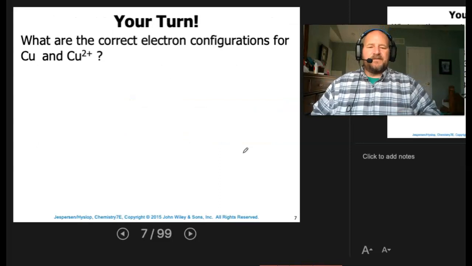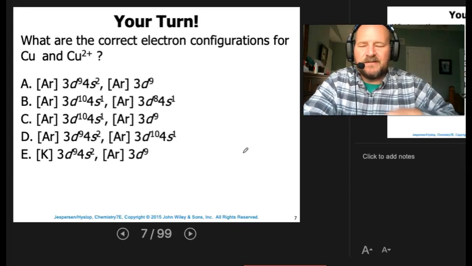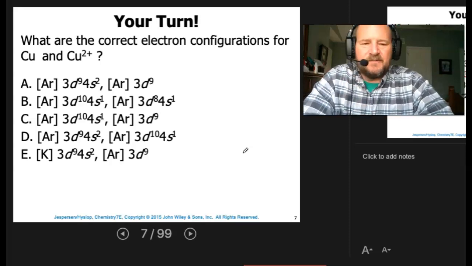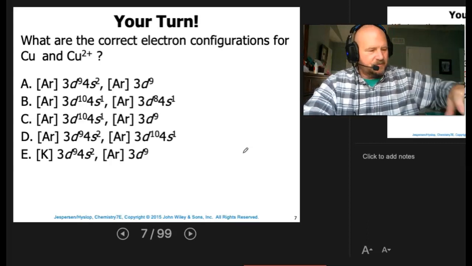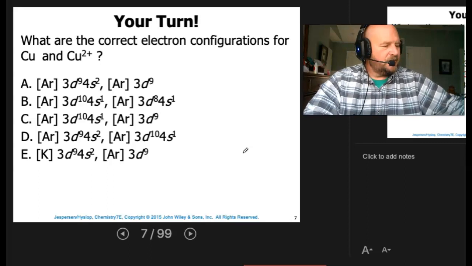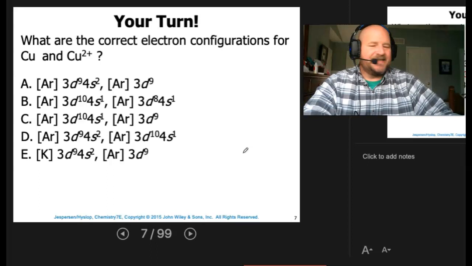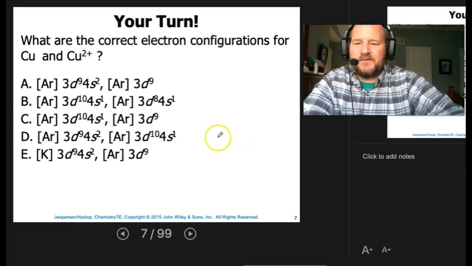All right, so let's see if you figured this out. What are the correct electron configurations for copper and copper 2+? So copper and copper 2+. So we know that we're in the 4th energy level, if you will. It's a 3d. Pull out our periodic table here. So we know we have a 4s2, 3d9. Right, so for our ground state, we know we should have 4s2.